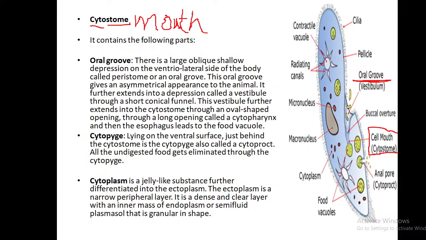Now the food or amoeba enters into the body of the organism through the oral groove, and this is called the vestibule. Through the vestibular opening, they reach the buccal aperture, and then it will enter into the cytopharynx. They will enter into the cytoplasm.